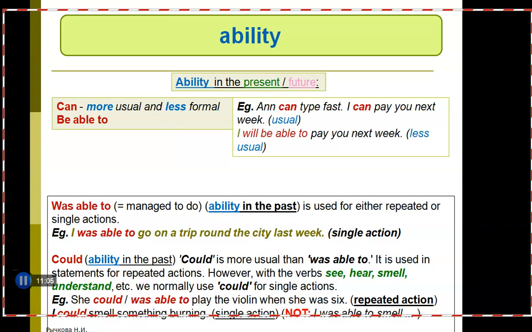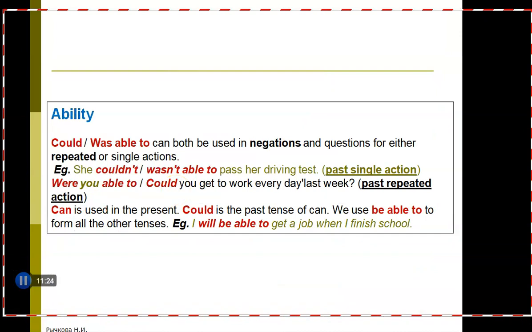Single action. Could, ability in the past. Could is more usual than was able to. It's used in statements for repeated actions. However, with the verbs see, hear, smell, understand, we normally use could for single actions. Ability: could, was able to, can both be used in negations and questions for either repeated or single actions. She couldn't, wasn't able to pass her driving test. But for single actions: were you able to, could you get to work every day last week?